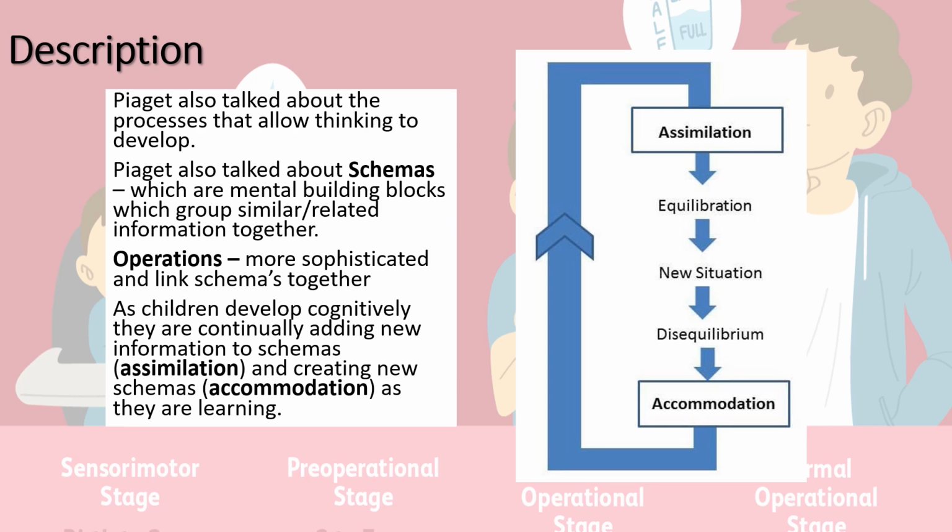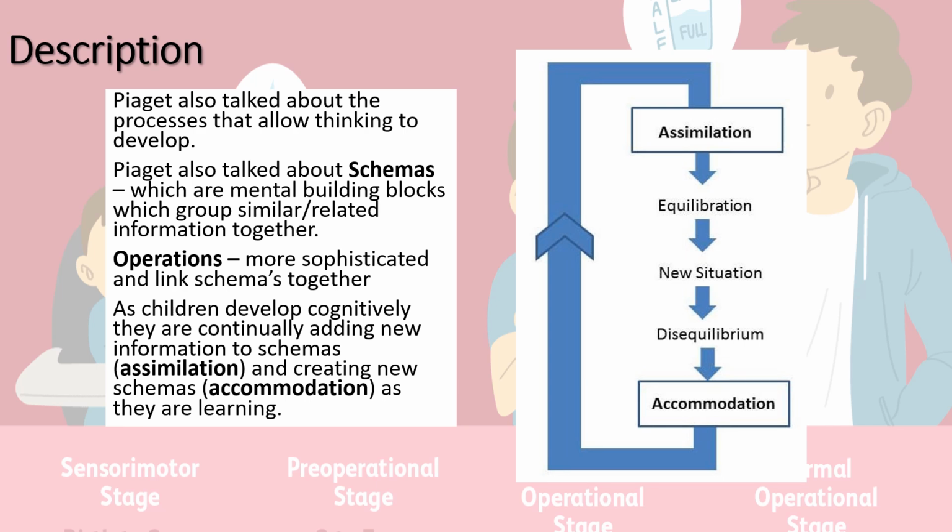We then do have operations, that's where schemas are linked together. So maybe your cat schema links to your dog schema, etc. And that's just a more sophisticated map of what goes on with our thinking. Now, as children develop cognitively, they're continually adding information to their schemas. This is called assimilation. So assimilation is where we come across a new piece of information, but it fits with our existing schema, and we would add that. So maybe we grow up and we have a cat, our cat's black and white, our neighbour's cat's black, and then we see another black and white cat, we can add that to our schema. So we're assimilating this information to our schema.